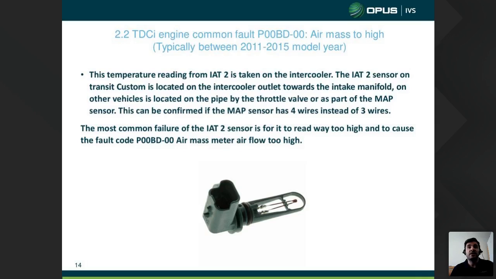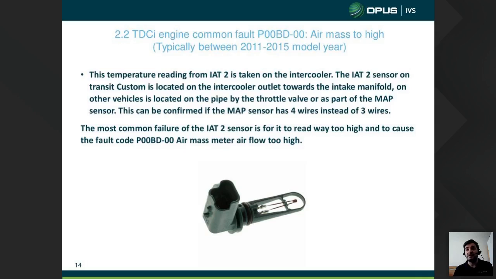On other vehicles, it is located on the pipe by the throttle valve or as part of the MAP sensor. This can be confirmed if the MAP sensor has 4 wires instead of 3 wires. The most common fault on the intake air temp sensor 2 is that it reads too high and causes the fault code air mass flow too high.